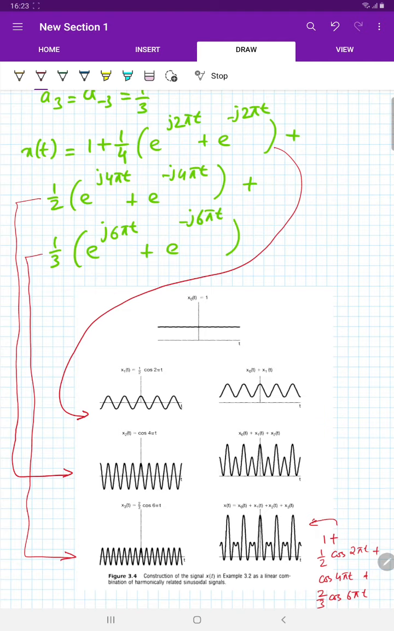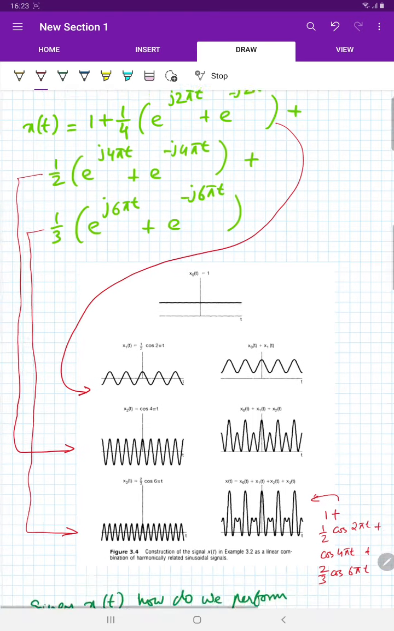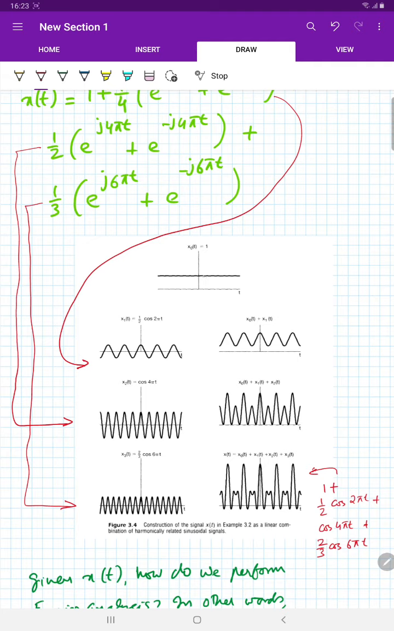So essentially, this column shows how, at each step, the original signal x of t is being formed. So this plus this will give you this, plus this will give you this, plus this plus this will give you this. So essentially this is my x of t.